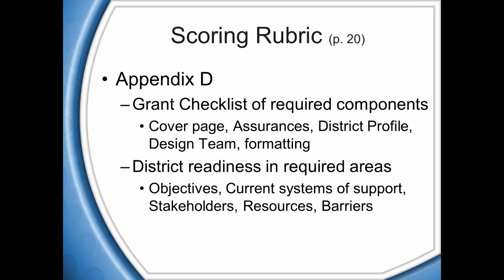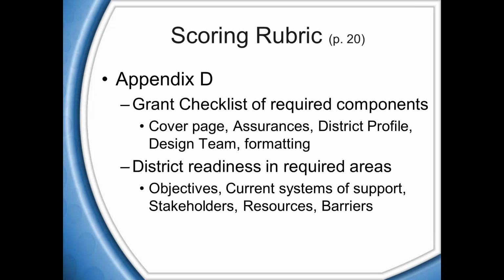And then finally, as I mentioned, we do have a scoring rubric that's included as Appendix D. And it includes 2 sections. One is just a checklist that essentially ensures, do we have all of the required components, the signatures that we need, have we formatted it correctly? Those are some things that we'll be looking at. And do we have our design team? That is not part of the required 10-page maximum, because it's listed in the first section of our rubric.